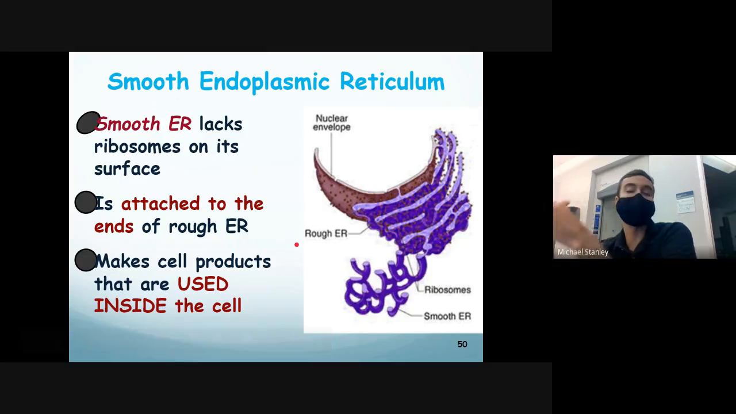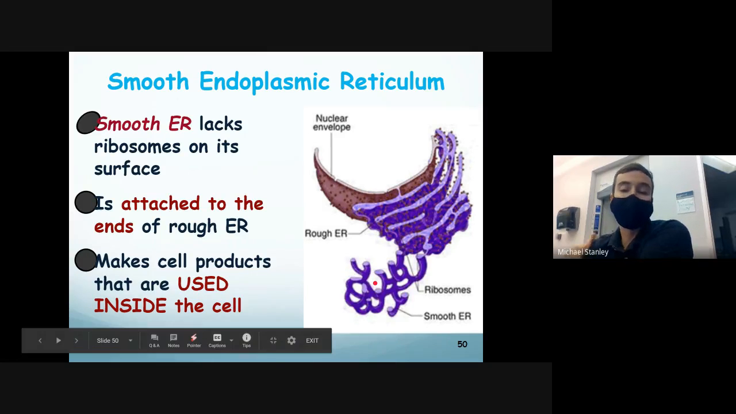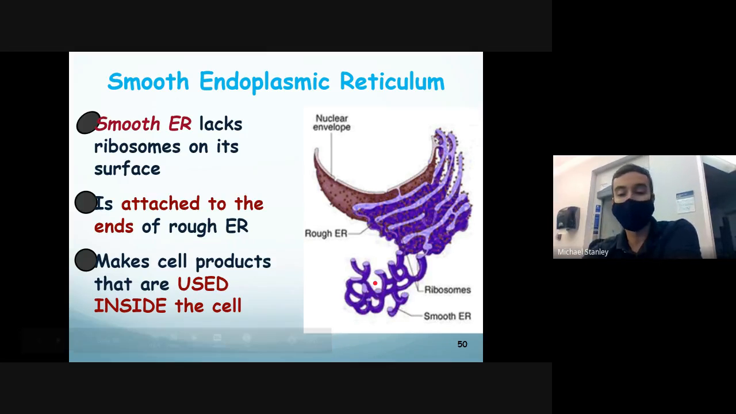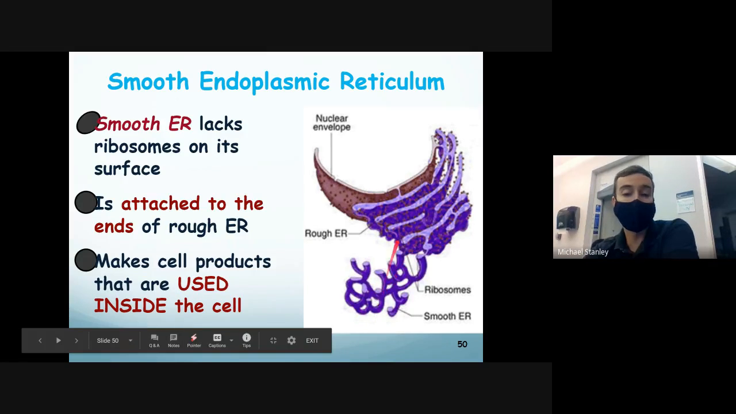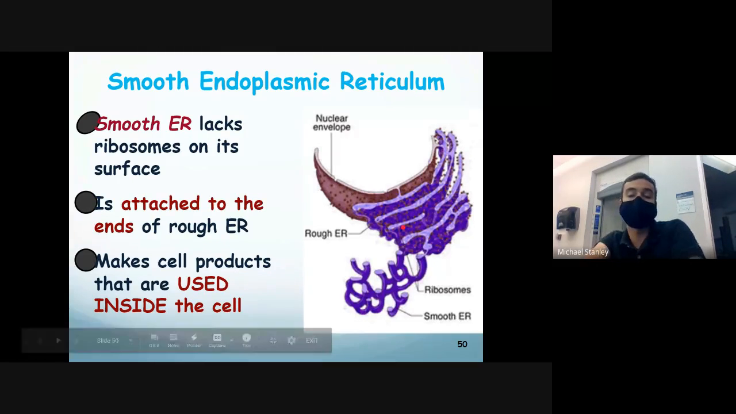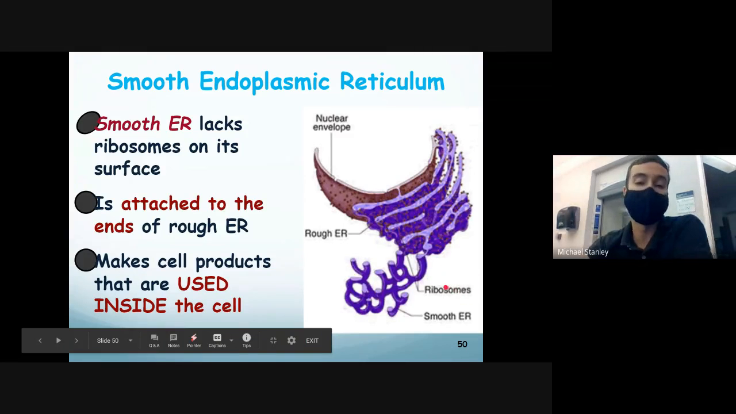It helps ship stuff around inside of the cell. So the rough ER likes to send things to the edge of the cell or outside the cell. The smooth ER likes to send things to different areas inside of the cell. So they're both involved in shipping stuff around the cell. It just depends which type of ER it'll go through, depends on where that protein or other material needs to go.